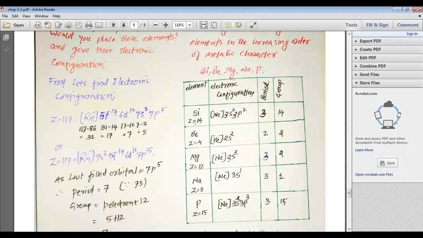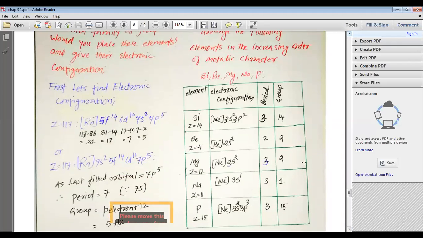Then under them we have written their atomic numbers. On the basis of the atomic number, we have written their electronic configuration, my dear students. So the electronic configuration for silicon is neon 3s2 3p2. As the s orbital has principal quantum number 3, the period is 3. In 3p2, there are 2 electrons in p, so the group number is going to be 2 plus 12, that is 14.